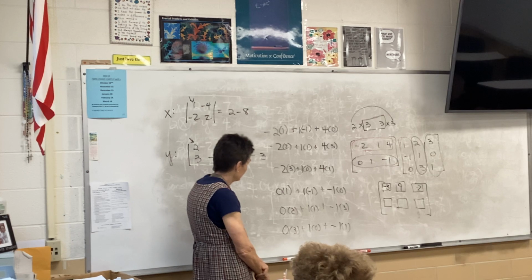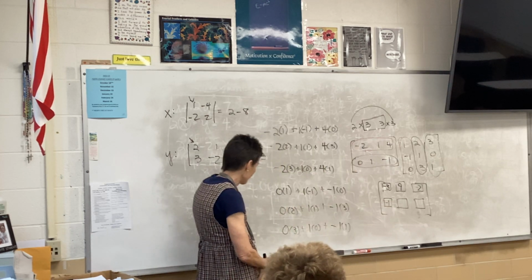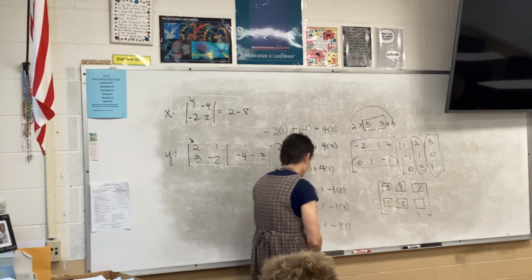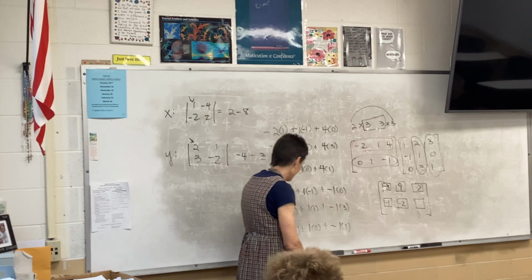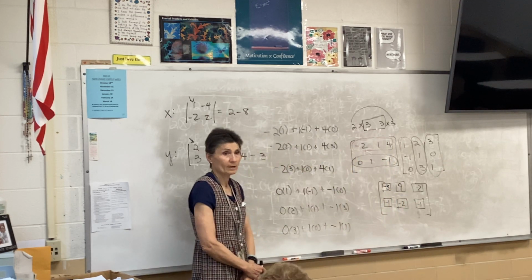All right. I got negative 1 for the first one, negative 2 for the second one, and negative 1 for the third one. Does that look okay? You guys that are moving along here?